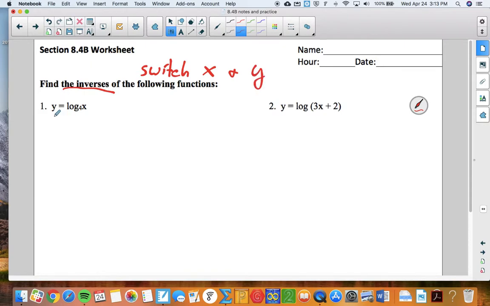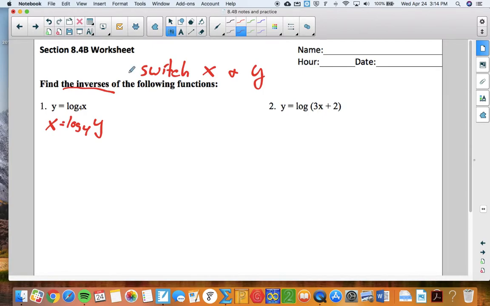So to get this inverse, I'm going to switch the x and y. So x equals log base 4 of y. Notice how I switched the x and the y. And so when we switch the x and the y, we want to then have y by itself.